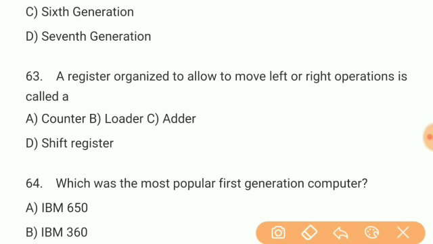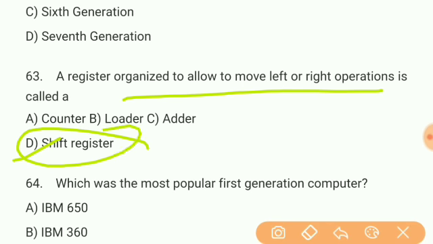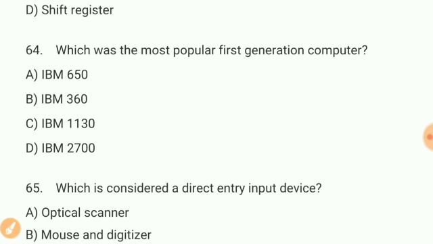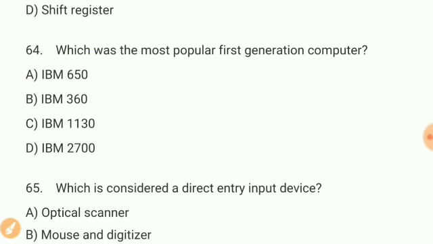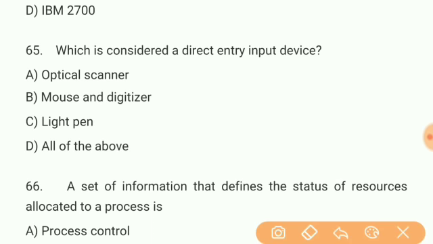Then a register organized to allow move left or right operations is called a shift register. Then which was the most popular first generation computer? IBM 650. Which is considered a direct entry input device? All of the above: optical scanner, mouse, digitizer, light pen are all considered direct entry input devices.